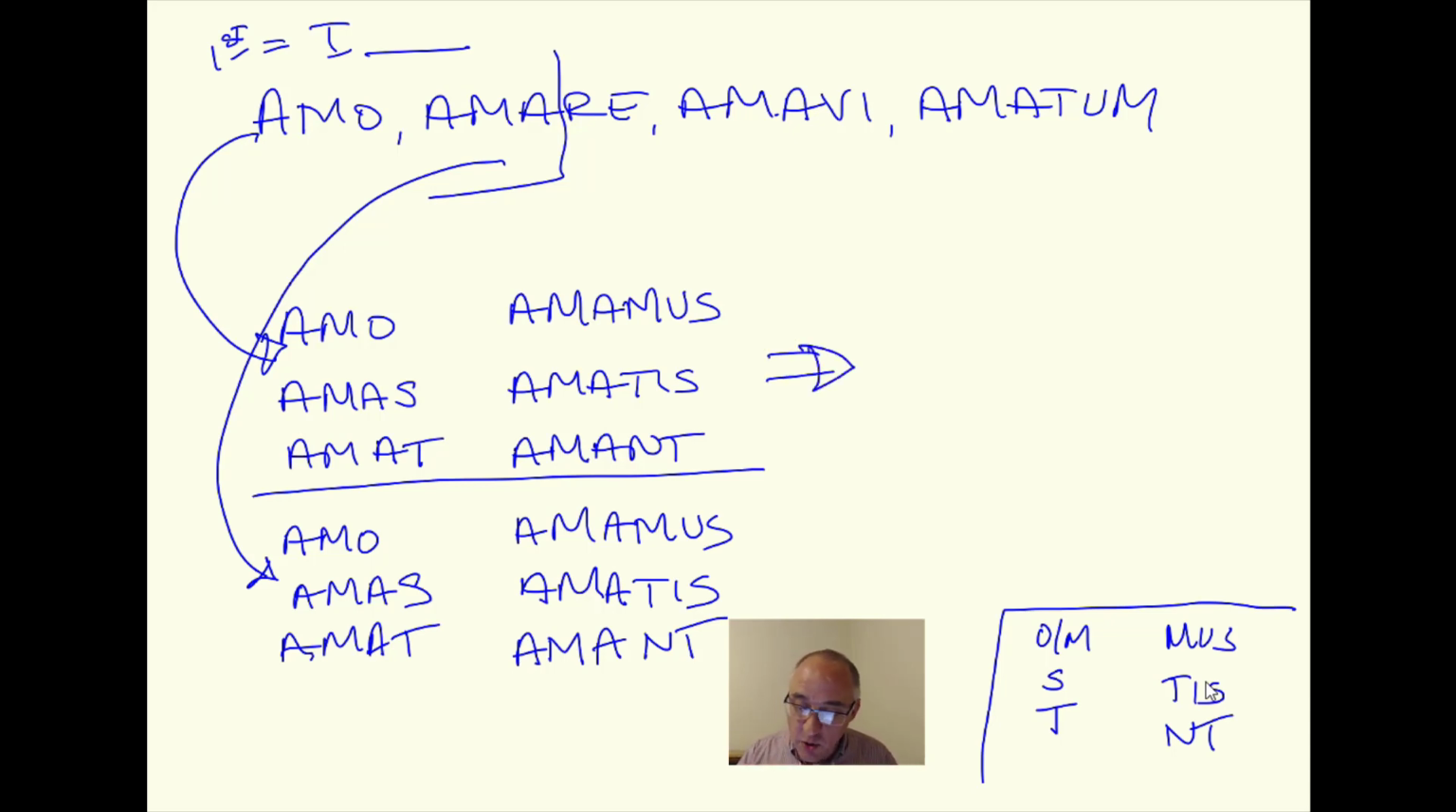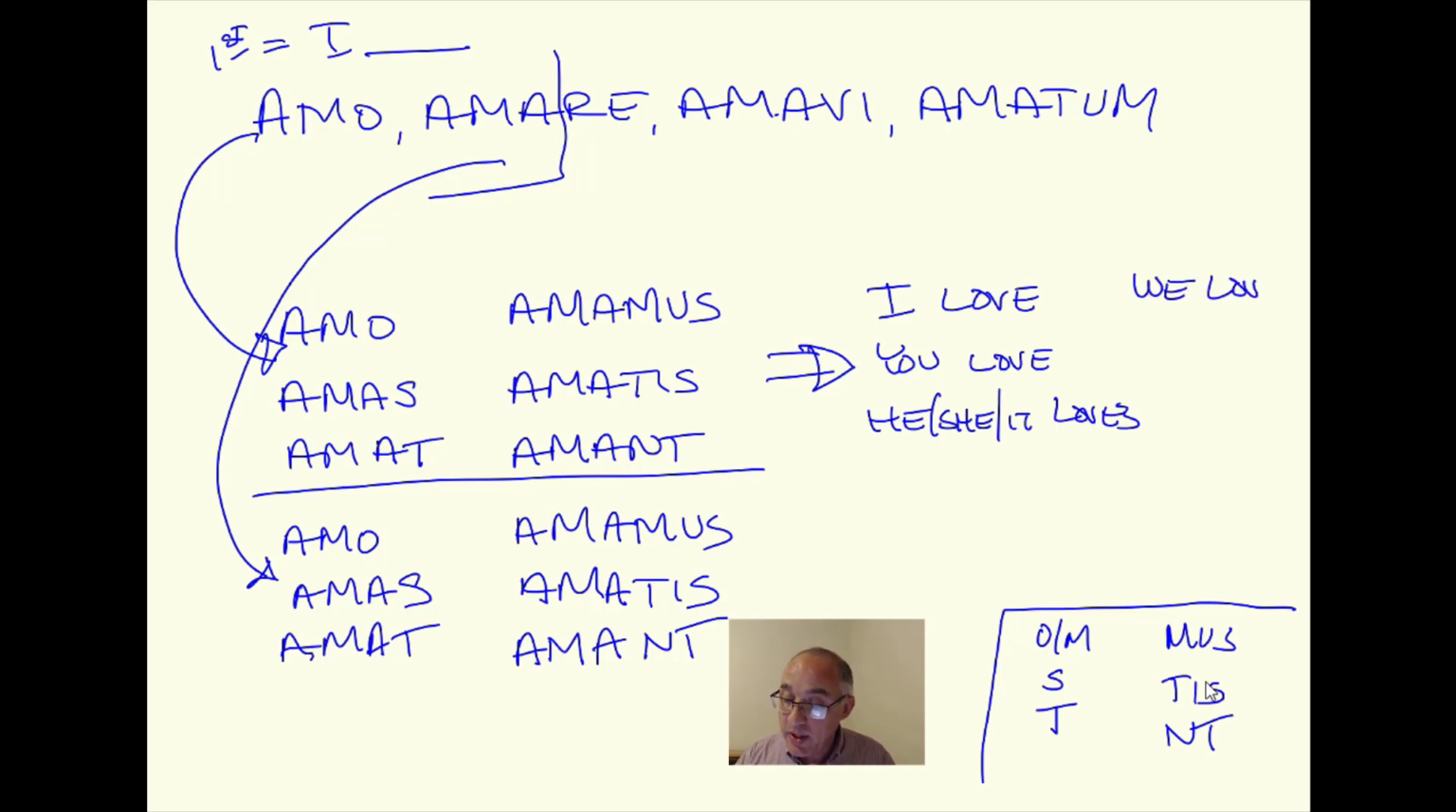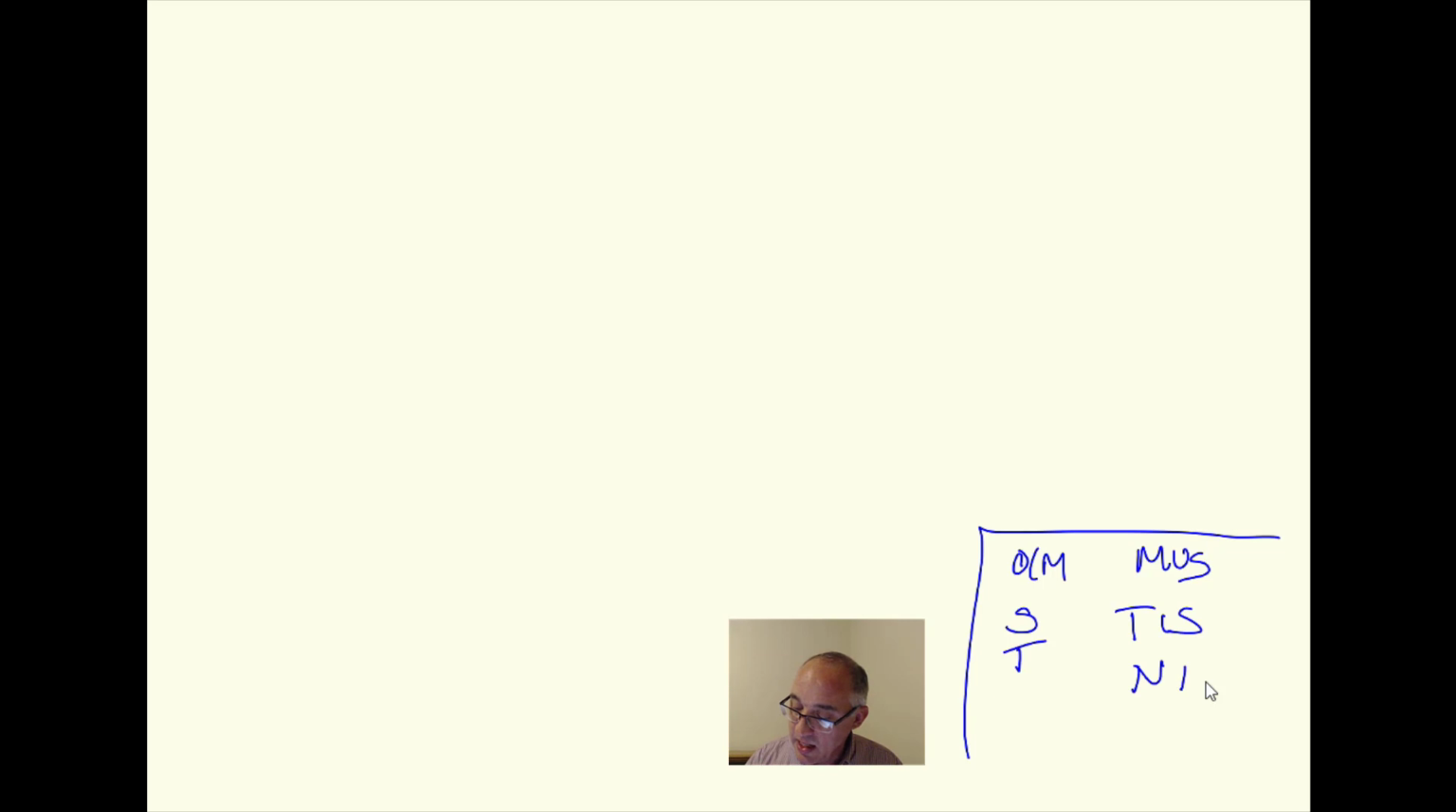This corresponds to I love, you love, he, she, it loves, we love, you love, they love. Squeeze that out there at the bottom, at the side. This is how you conjugate a verb in Latin. Let's just do a bunch more. Remember our endings: O or M, S, T, M-U-S, T-I-S, N-T.